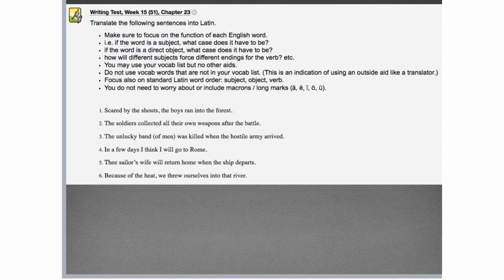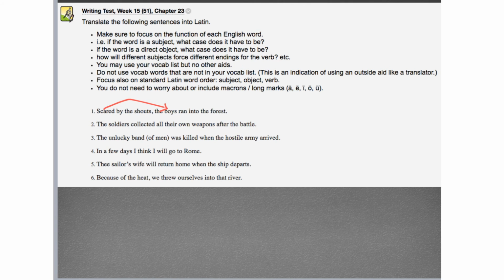Here is the writing, and we're just translating things into Latin, the English into Latin. All right, so scared by the shouts, the boys ran into the forest. All right, so scared is going to agree with the boys. Who's scared? The boys are scared. All right, so territi, clam... Oh, forgot the I there. Clamoribus, scared by the shouts.